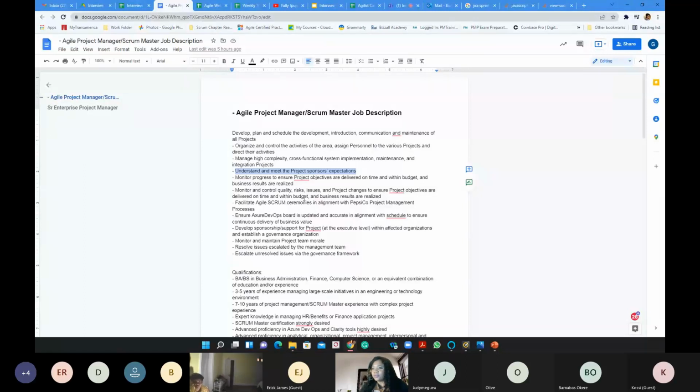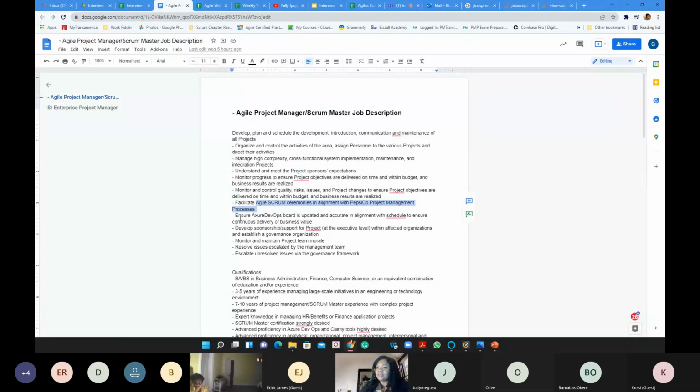Again, facilitate agile Scrum ceremony in alignment with, this is the company that is hired for this position, the project management process. So you are wearing two hats, not just tracking. That is why I'm telling you, Scrum Master now becomes very technical. This is a Scrum Master who is doing all this plus handling ceremony. That means this Scrum Master is working with the team. Maybe you have one team and you are working with that team every day to make that happen.